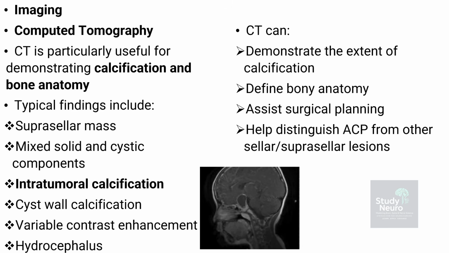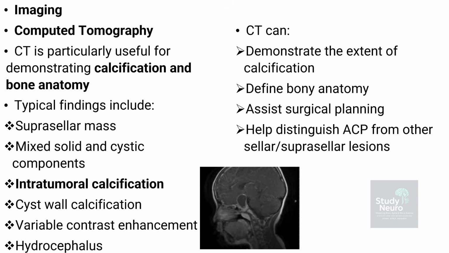Computed tomography is particularly useful in Adamantinomatous craniopharyngioma because it shows calcification and bone anatomy very clearly. This makes it valuable when defining the tumor and planning surgery. Calcification is important. On computed tomography, the tumor often appears as a suprasellar mass with both solid and cystic components. Calcification may occur within the tumor itself or along the cyst wall, while contrast enhancement can vary between different regions.